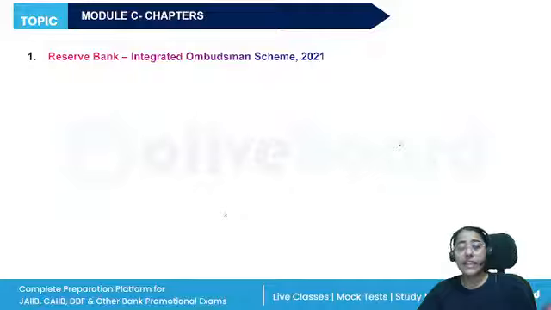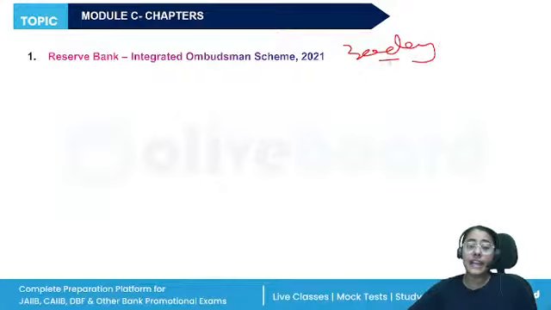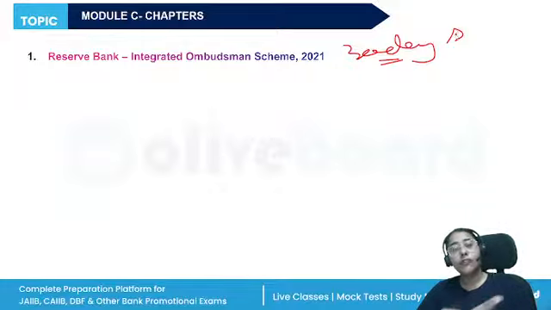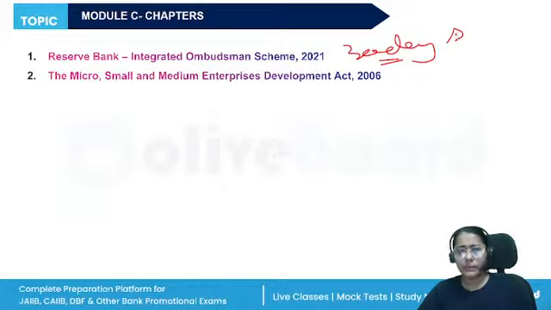Then module C has the integrated ombudsman scheme. What is the time period within which bank has to reply to a complaint filed by the bank? 30 days, otherwise it can be taken to the ombudsman. The schemes that have been merged into the integrated ombudsman scheme, right? Then the procedure followed, complaints which are non-maintainable under the ombudsman scheme, like commercial nature complaints, personal disputes.